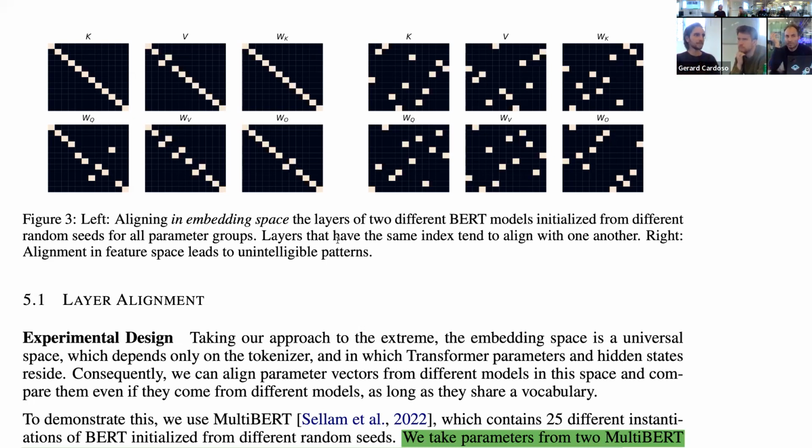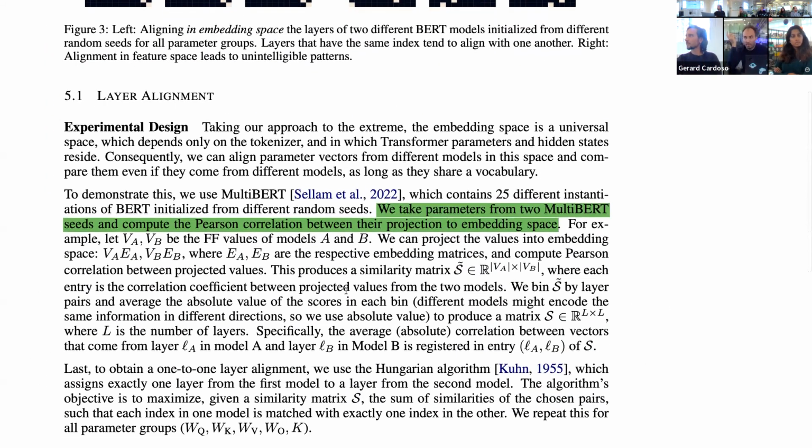Can I ask a question? What's feature space? What I assume here is that they compare the parameter vectors, but not projected to the embedding space. I think what they mean by feature space is the space of the inputs at each layer for each parameter. So, the embedding from the vocabulary? No, each layer takes the input from the previous layer. So that's the feature space of that layer. Ah, I see. Okay.